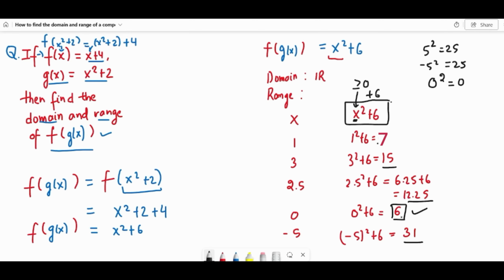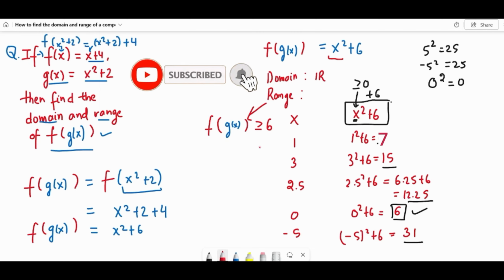That means the range of this composite function f of g of x, I'm going to write it down here because there's less space. So the range of this composite function f of g of x is greater than or equal to 6. 6 is the smallest value that it can take because x squared's smallest value is 0. So this is the range of this function.